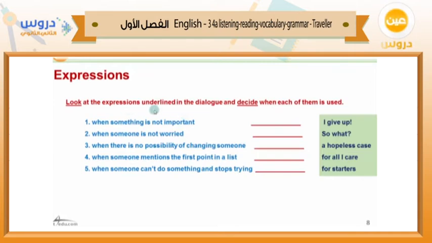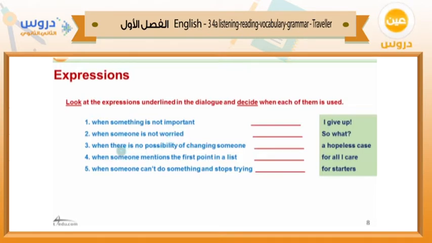Look at the expressions that are underlined in the dialogue and decide when each of them is used. So 1, when something is not important, what do we say? I give up, so what, a hopeless case, for all I care, for starters. And 2, when someone is not worried, he's what? He gave up, so what? A hopeless case, for all that he cares, or for starters.